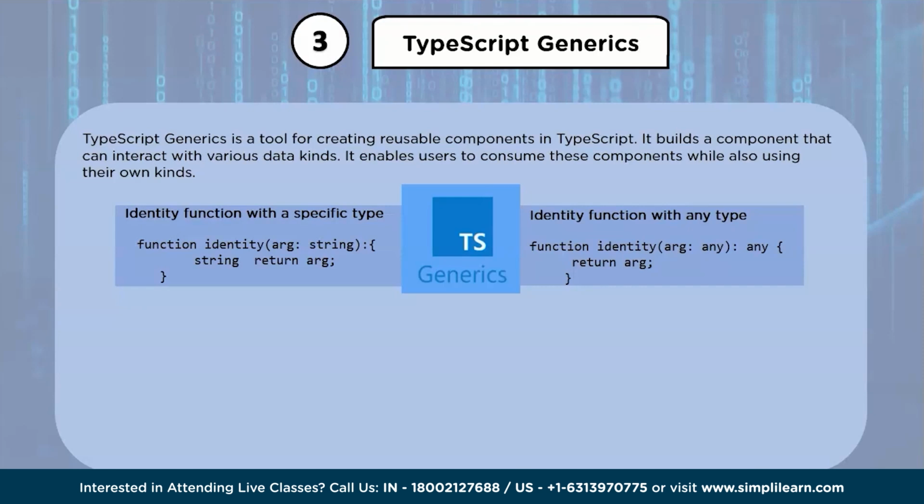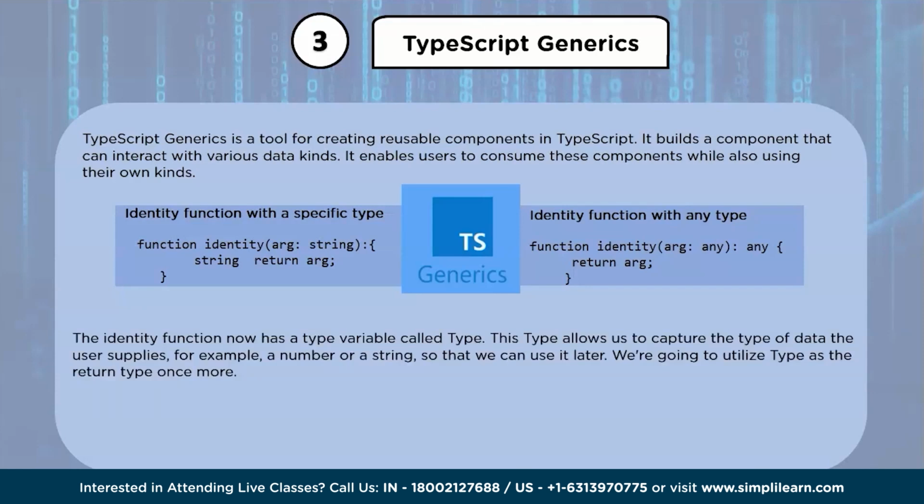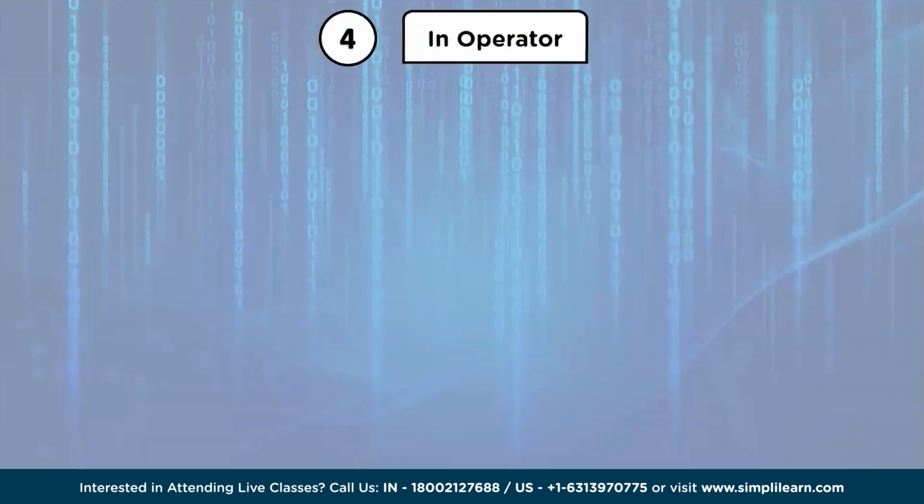We will utilize a type variable here, which is a form of variable that deals with types rather than values. The identity function now has a type variable called type. This type allows you to capture the type of data the user supplies, for example, a number or a string, so that you can use it later. You are going to utilize type as the return type once more. Next, we'll look at the in operator.